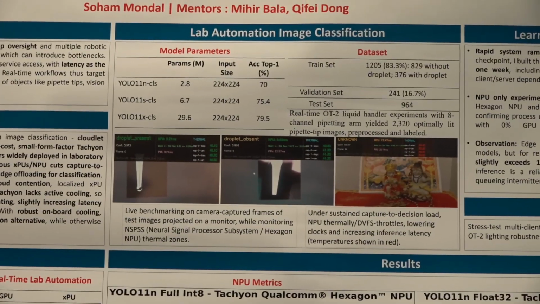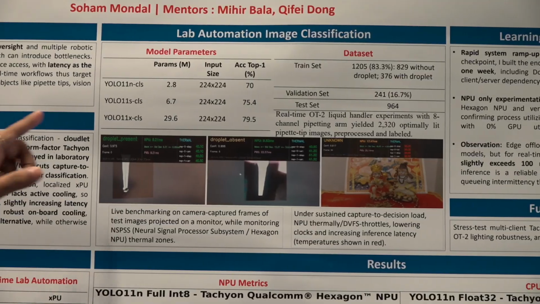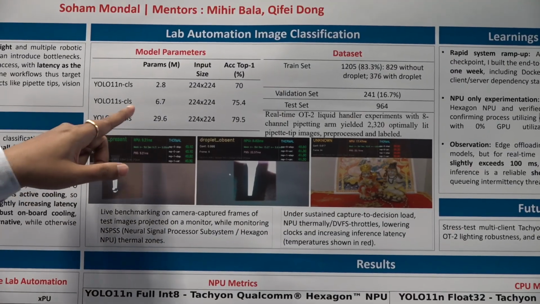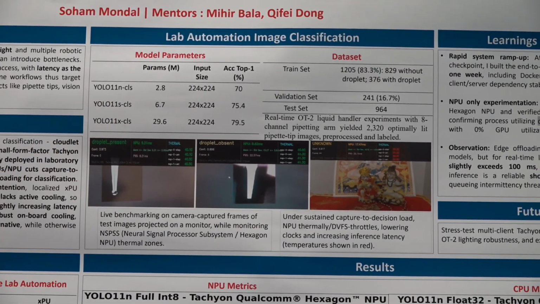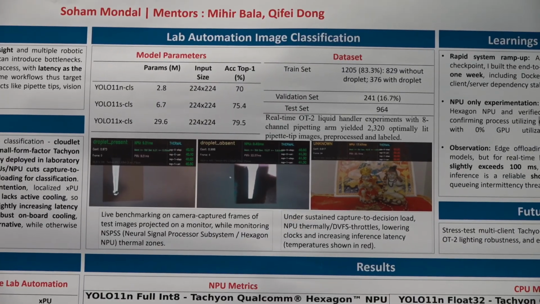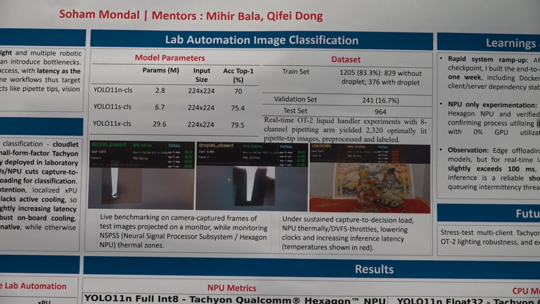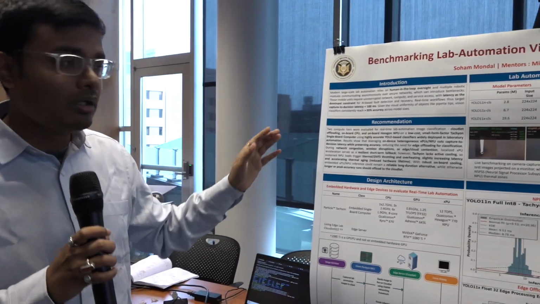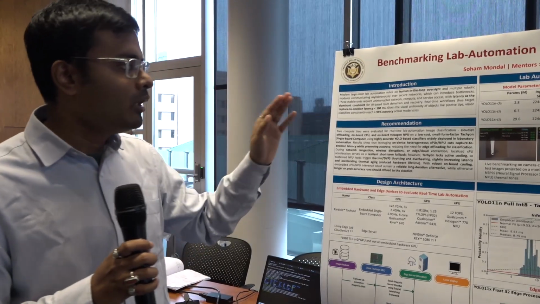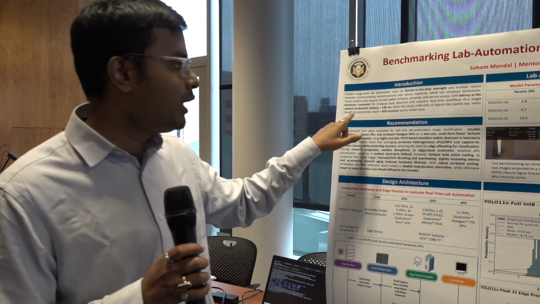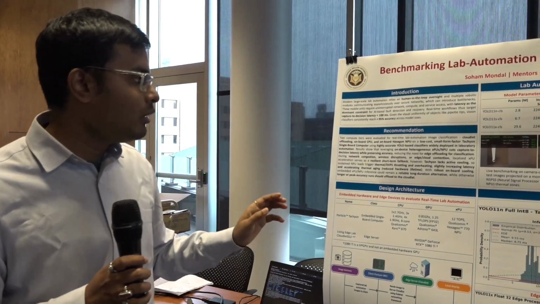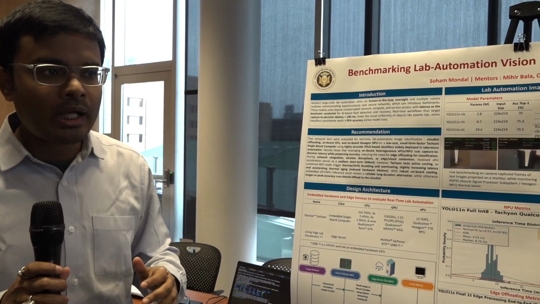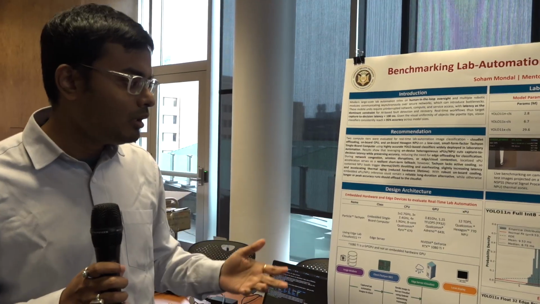Across the lab automation scenario, we have identified that YOLO-11 nano, small, and large models, with parameter sizes 2.8, 6.7, and 29.6 million, are widely used for real-time image classification in lab automation setups for error handling and automated error recovery. For real-time vision in lab automation, the workflow should target less than 100 milliseconds, and we should consistently monitor the P95 latency, which captures the outliers in processing.